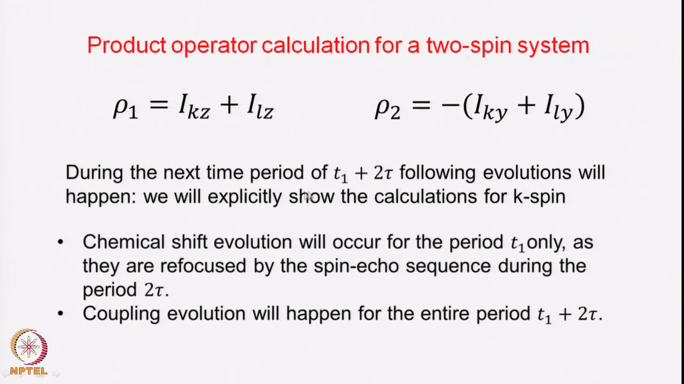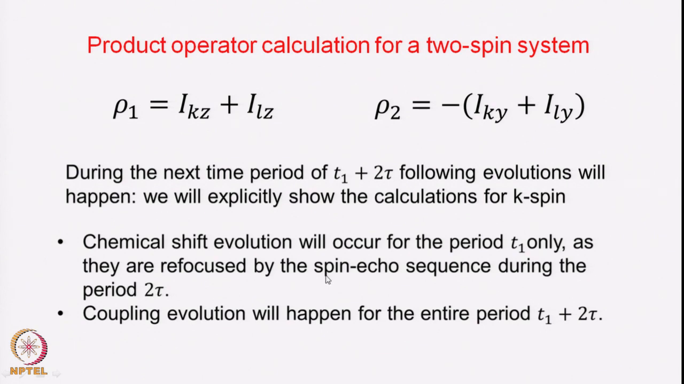For our purpose, we will only illustrate evolution of the K spin, and the same thing will apply for the L spin as well. During the next period T1 plus 2 tau, what happens? What kind of evolutions happen? Notice the chemical shift evolution will occur for the period T1 only, because they are refocused by the spin echo sequence during the period 2 tau.